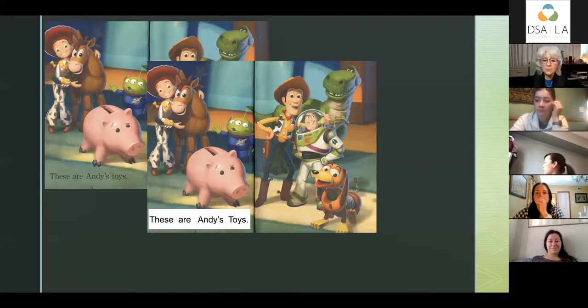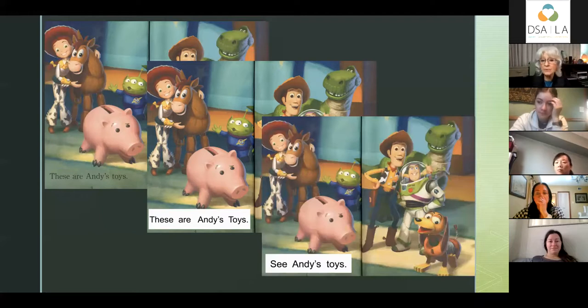Now, if this was an emergent reader, I would be doing this. I would be doing C, because that's one of the very first words. Toys, a piece of cake. He's going to learn that really fast because it's a high interest word.